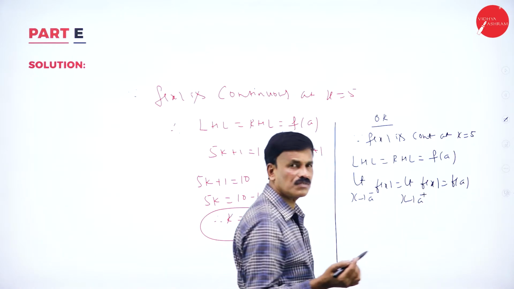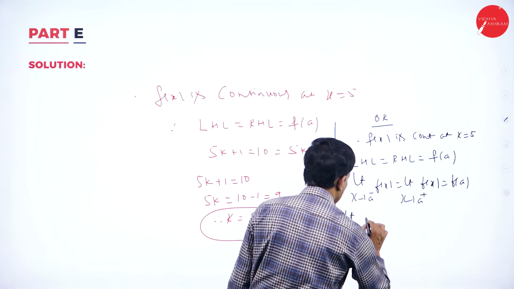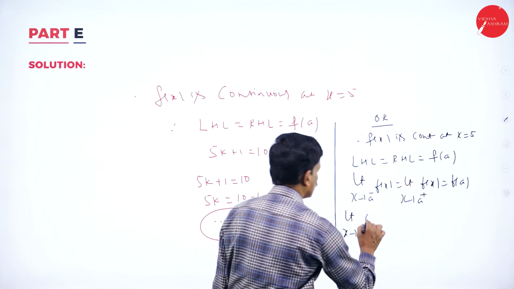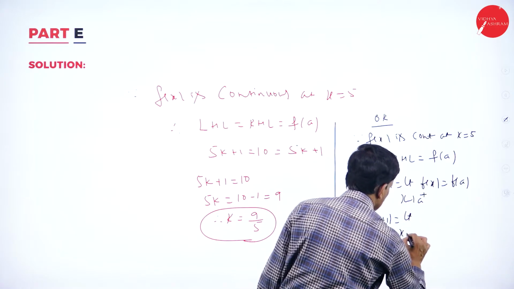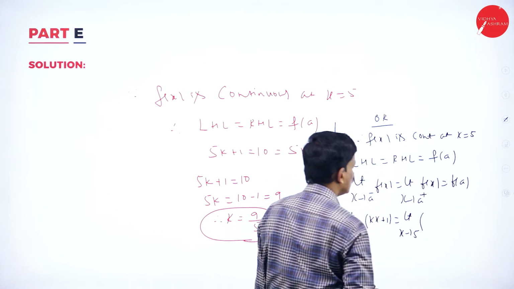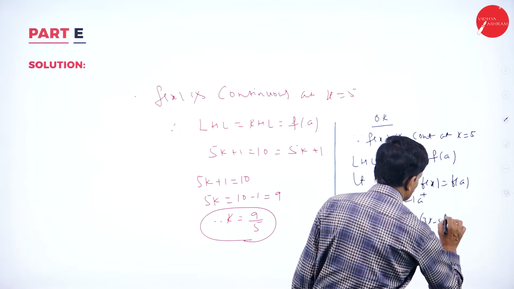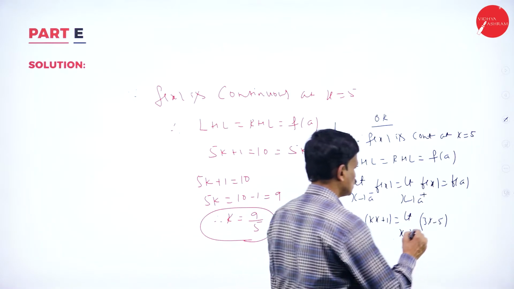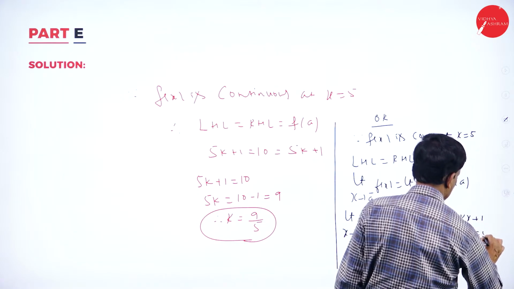Substitute here, that is limit x tends to 5 of f of x. What is f of x? Kx plus 1, is equal to limit x tends to 5 of f of x for x greater than 5, 3x minus 5. Functional value, what is f of x? Kx plus 1. This is equal to kx plus 1, where x is equal to 5.